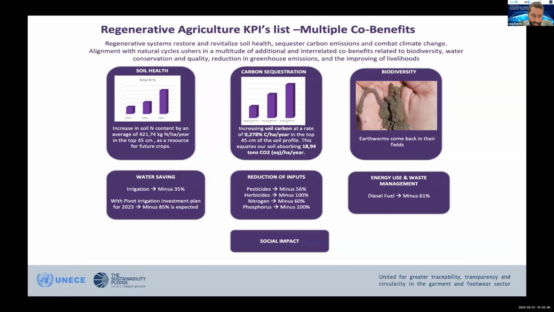But we are working with, for example, a technology provider that is working with the European Space Agency to use the satellites to check these type of claims. So they can go back in history and look from the satellite whether there was no tillage, no crop rotation, these kind of things.